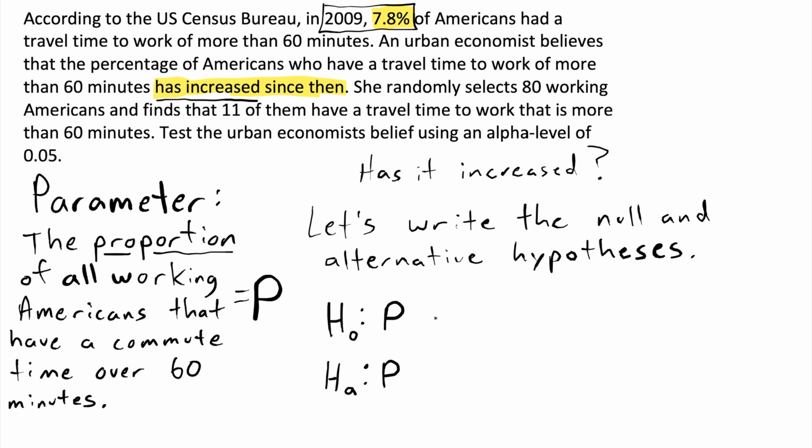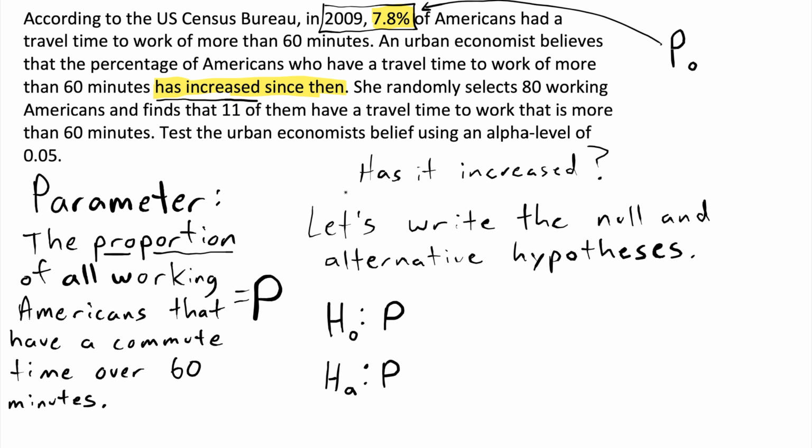What we're doing in this case is we're comparing this proportion to this 2009 value. And sometimes you might see this described as P naught. It's a number that we want to compare our parameter to. So if we want to know, has it increased? Has the proportion of people with a commute time over 60 minutes gone up since 2009?